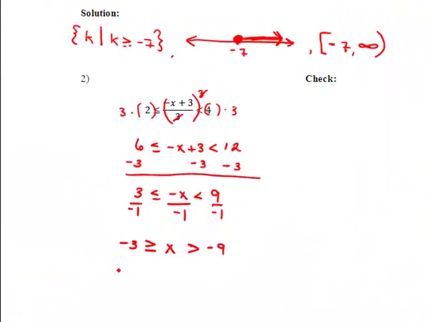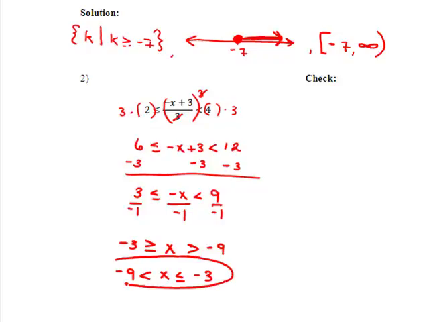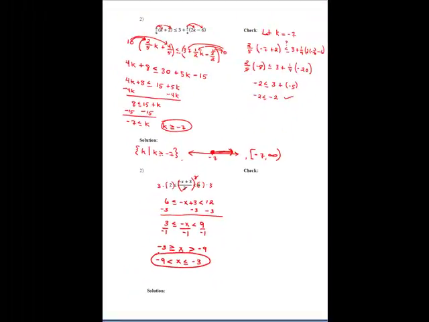So I'm going to rewrite this a little bit. Negative 9, I'm not going to change the answer. All I'm doing is rewriting it. The x is still in the middle. Now our inequalities are pointing to the right. And this is the proper way to write a double inequality.